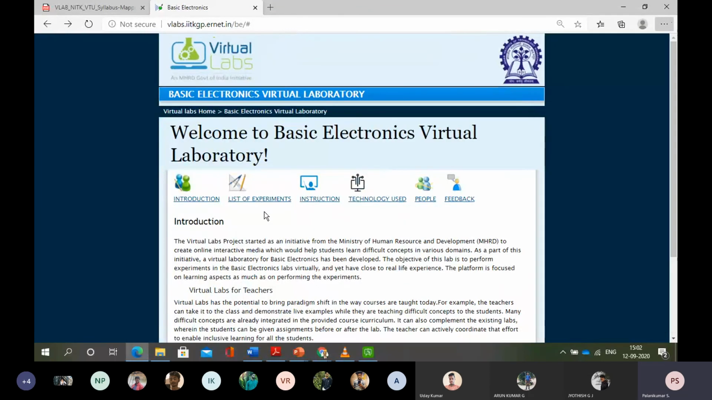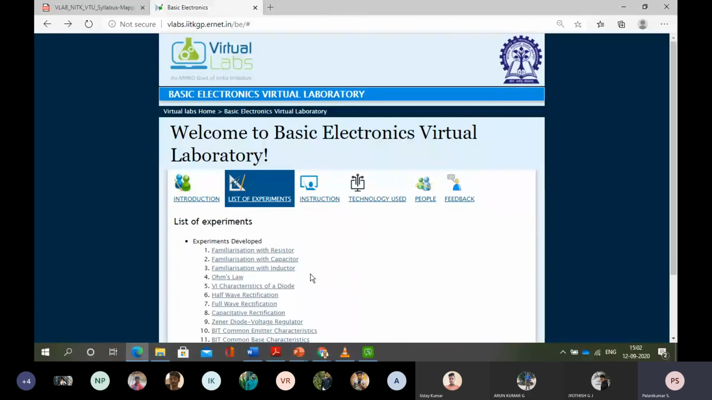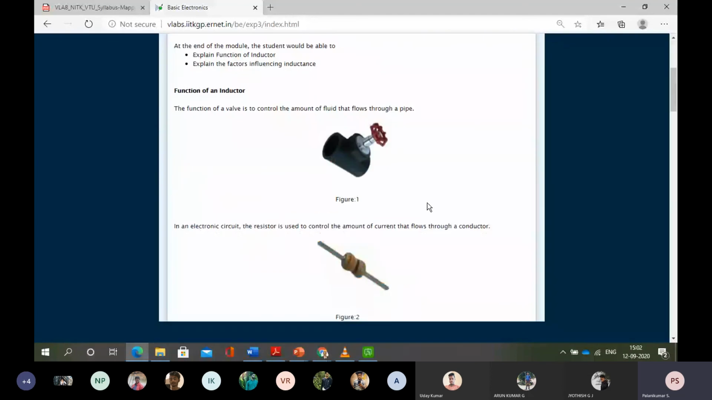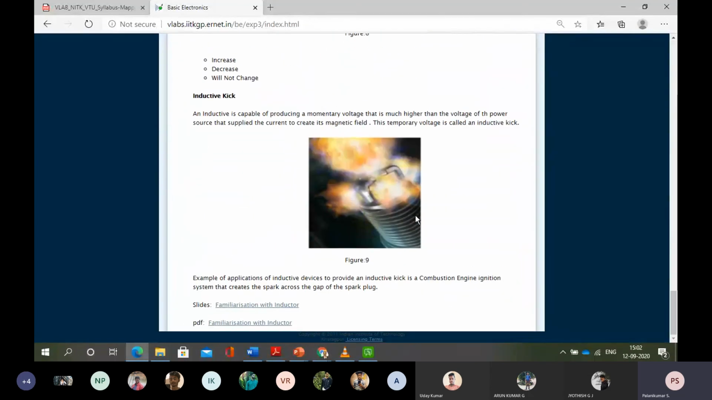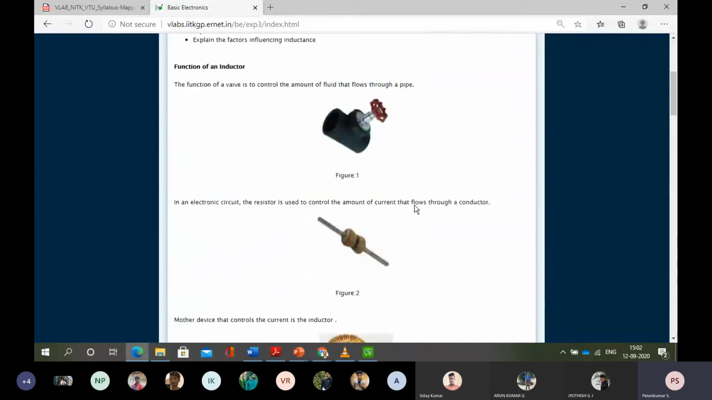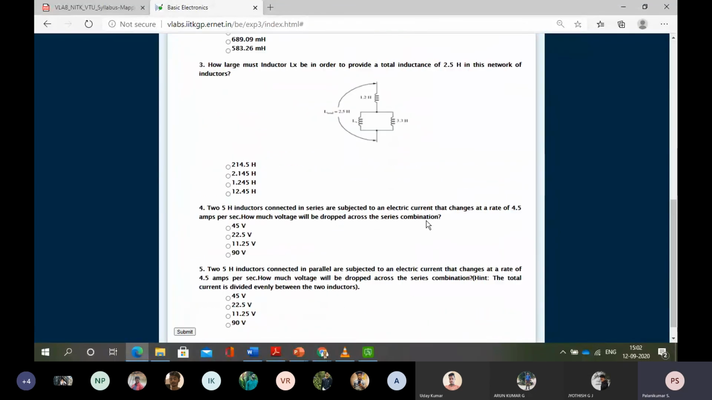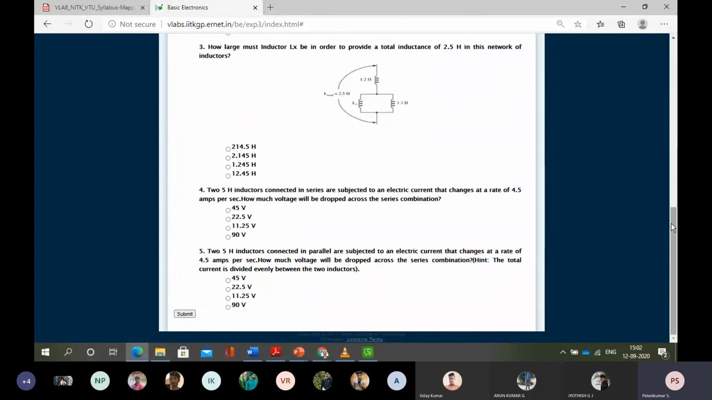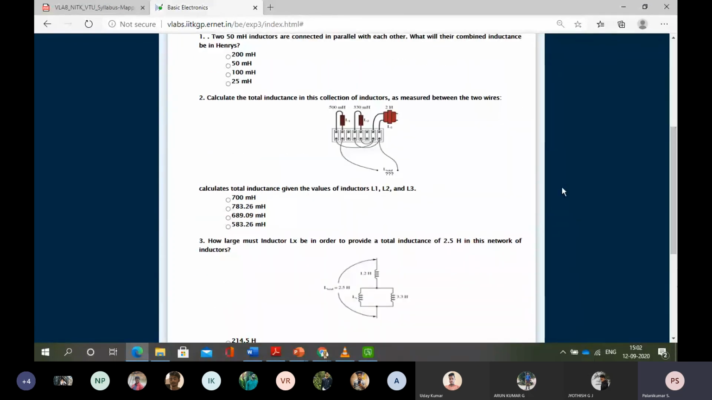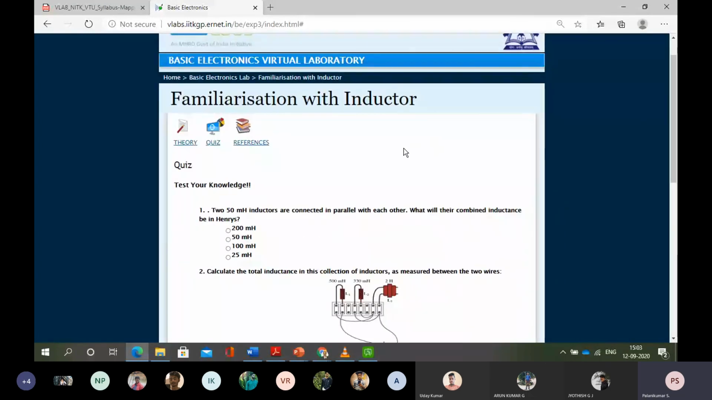If you go to that, you can go to the list of experiments. In that, you go to the third one, familiarization with the inductor. Already you know what this is, and you have seen enough videos. Now you go to the quiz, start the quiz and complete it, and send me the screenshot. After you submit it, all the things will be corrected. Then you make a screenshot and paste it into Paint. In the white space, you can mention your name and send it to me.